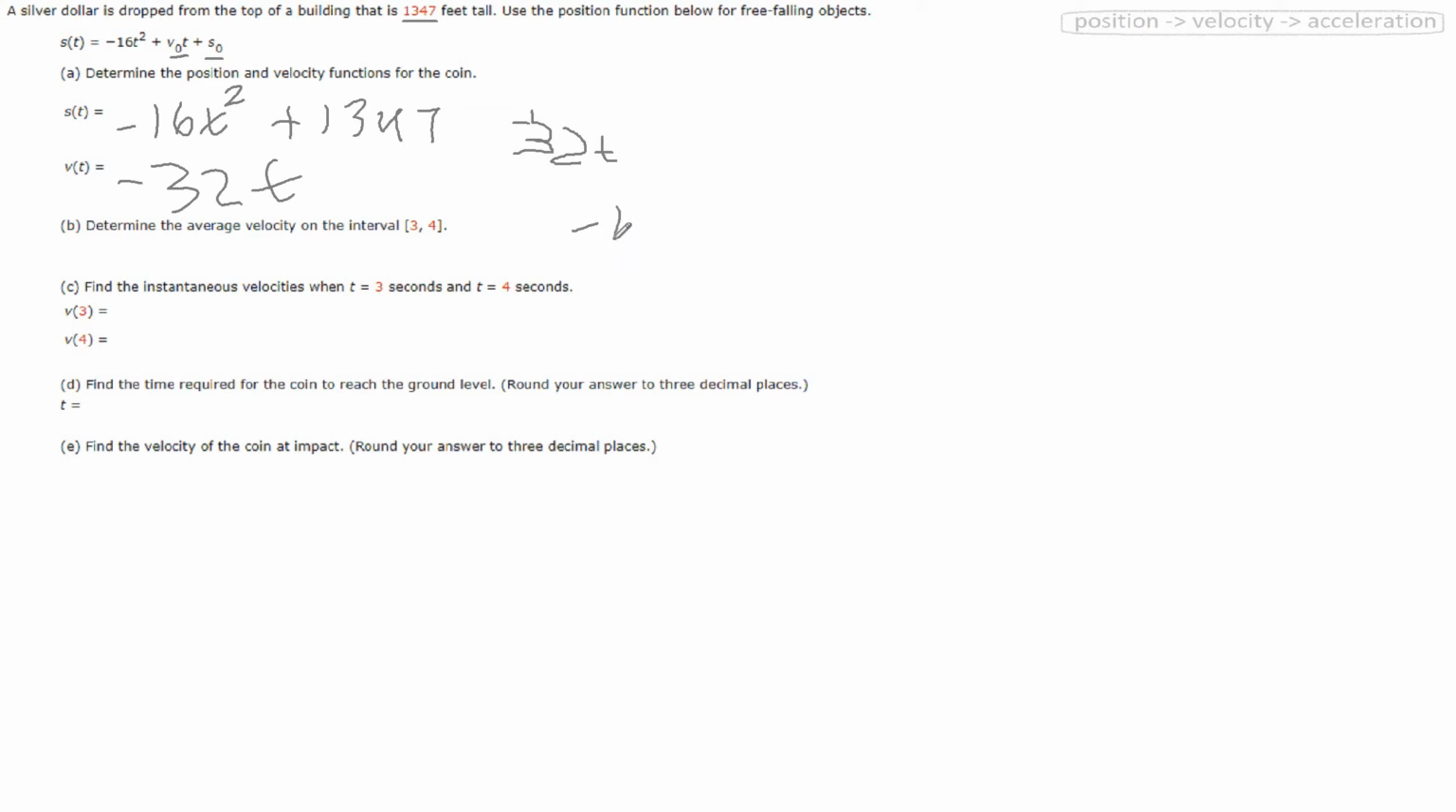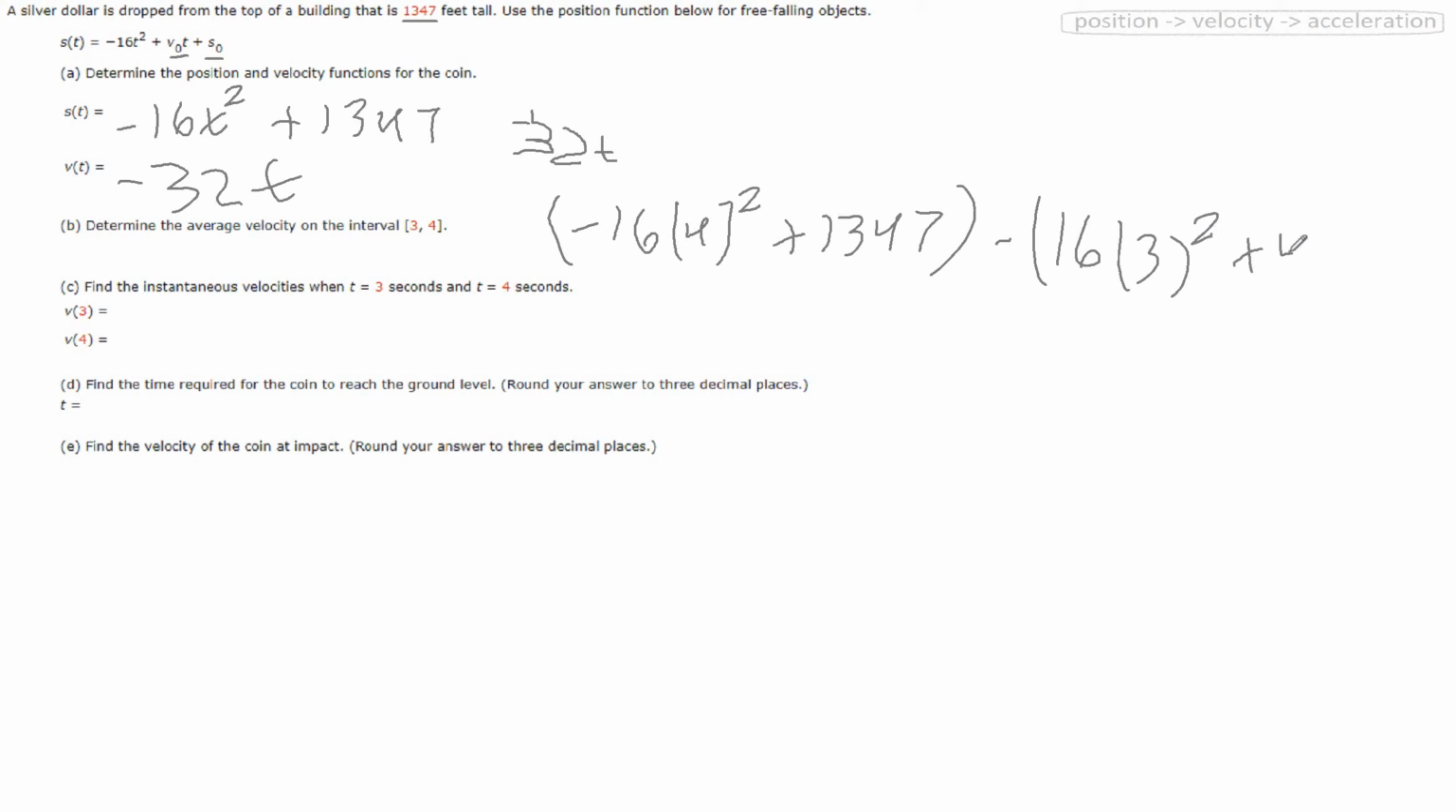So it should be negative 16 times 4 squared plus 1347. We'll put that whole thing in parentheses, minus the same equation except with 3. And what we get for that would be negative 112. So that's the average velocity during this interval.